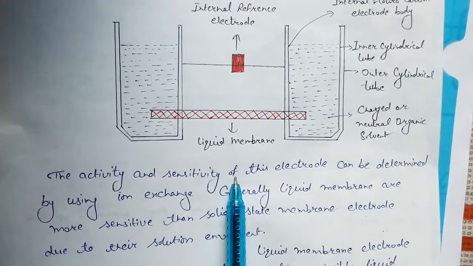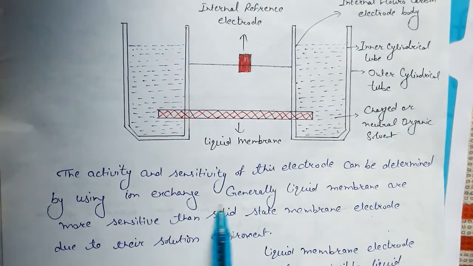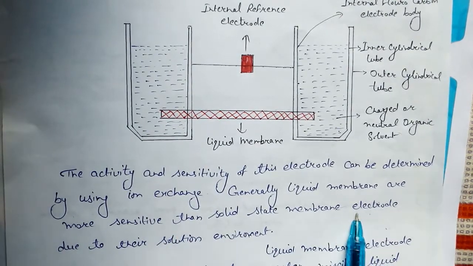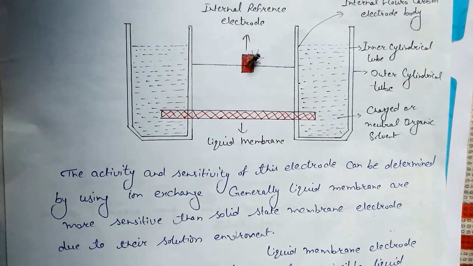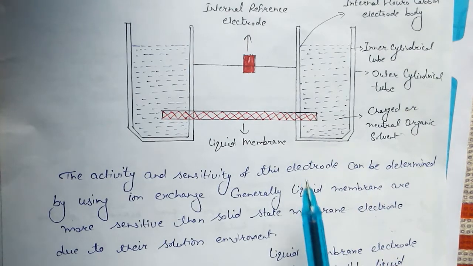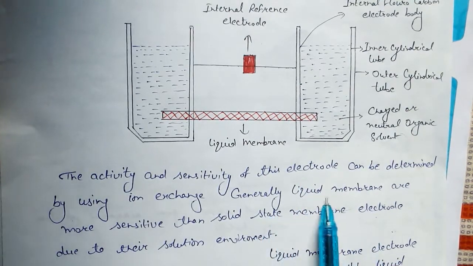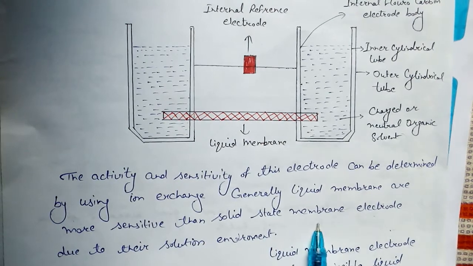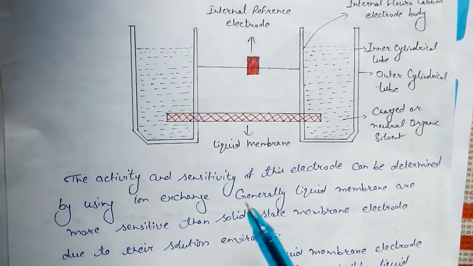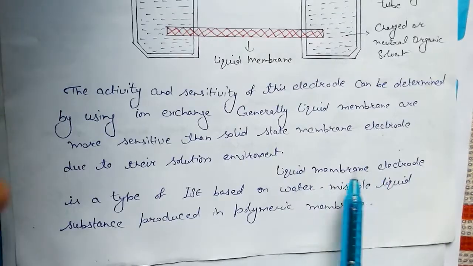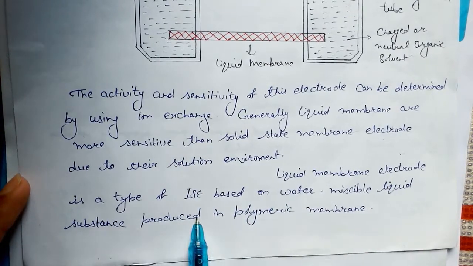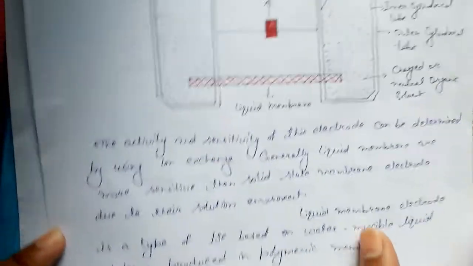The activity and sensing of this electrode can be determined by using the ion exchange. Generally, liquid membranes are more sensitive than solid state membranes. So we can say liquid membranes are more useful than solid state membranes. Liquid membrane electrodes are more sensitive than solid state membrane electrodes due to their solution environment, right? Because they work in solution form. So the liquid membrane electrode is a type of ion selective electrode based on water immiscible liquid substances held in a polymeric membrane.